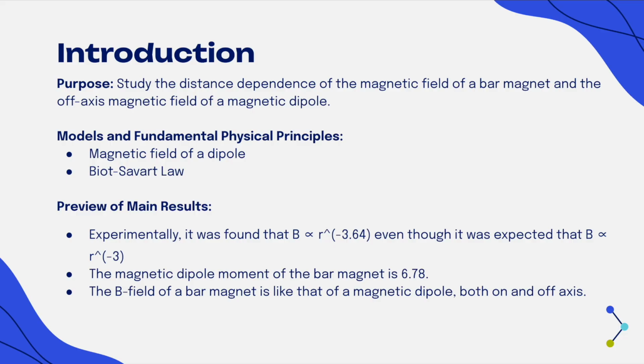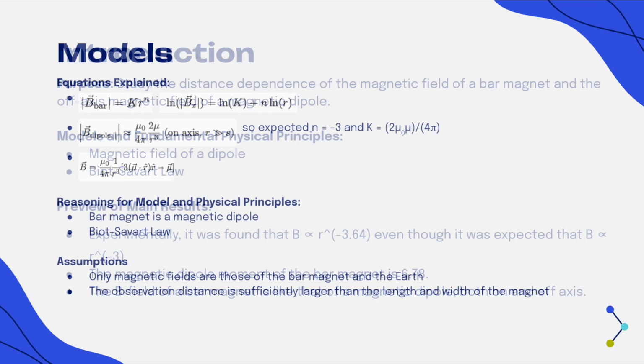It was found that we almost closely match the expected relationship of 1 over r cubed, but we got 1 over r to the 3.64, something like that. And the magnetic dipole moment of the bar magnet was 6.78. It behaved like a magnetic dipole.